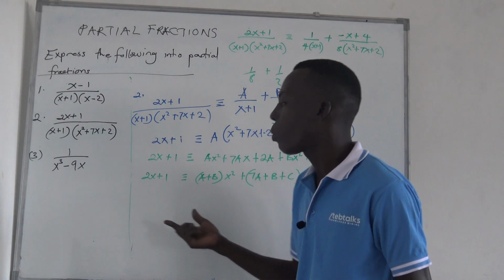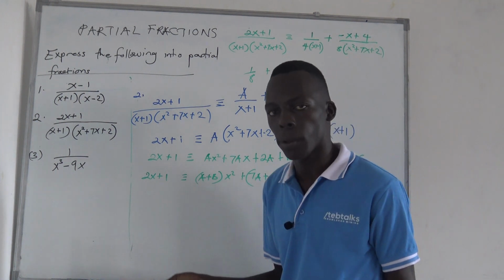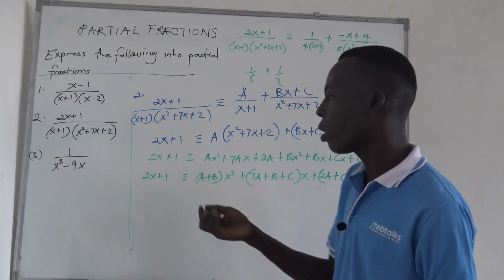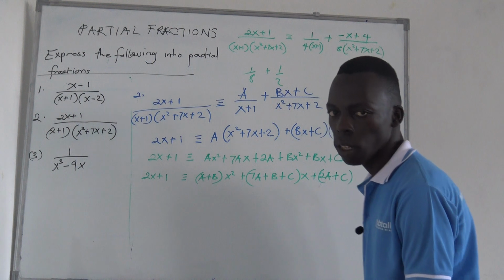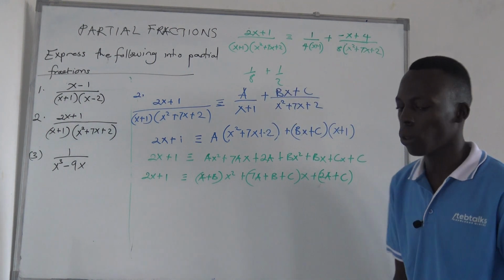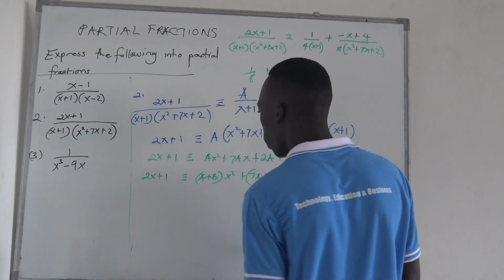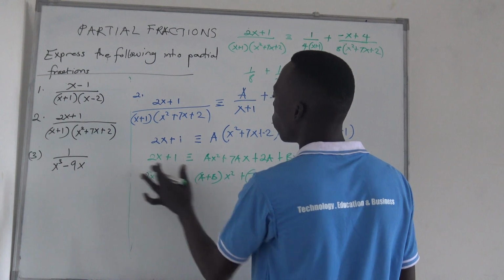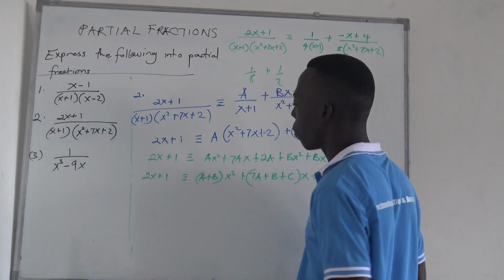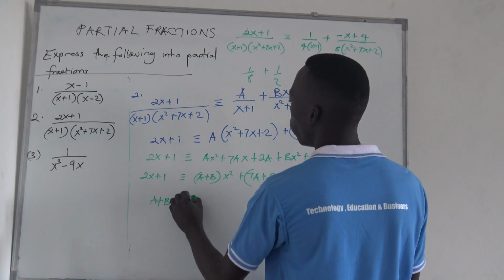So I want to equate those with the same variables. Those with x squared, equate them with x squared. Those with x, equate with those of x. And those without, equate with those which are just constants. Now for that case, since this side doesn't have any component of x squared, I will say that a plus b equals 0.